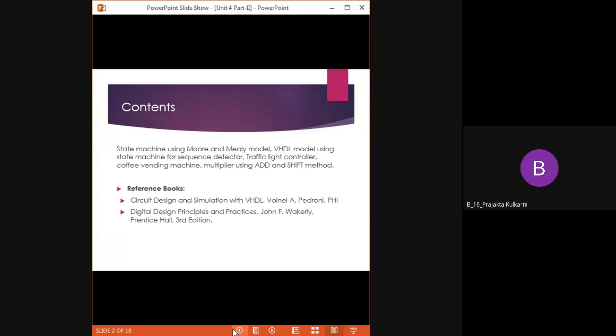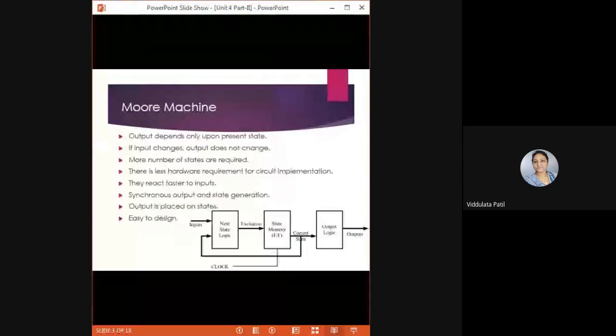Ma'am, Mealy and Moore are the two types of state machines. Yes, Mealy and Moore. These are the two types of state machines. A state machine is a sequential circuit that has different states. And the diagram that describes the different states of this state machine is a state diagram. So we are going to discuss these two types, Moore and Mealy type of state machines.